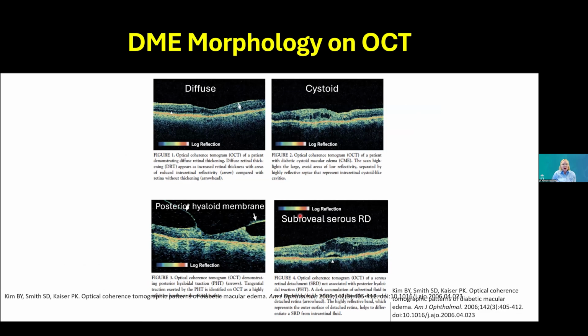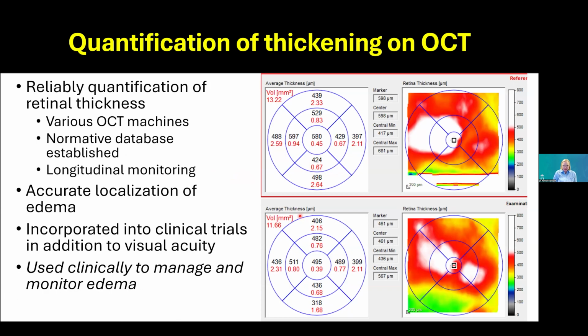And for a long time, we've been able to look at the different types of DME morphology on OCT. We didn't necessarily need the high resolution that we have today to look at these different morphology types. But now that we do have a little bit better resolution and better software integrated into our OCT systems, we can really get reliable quantification of the retinal thicknesses. And this is on every OCT machine.